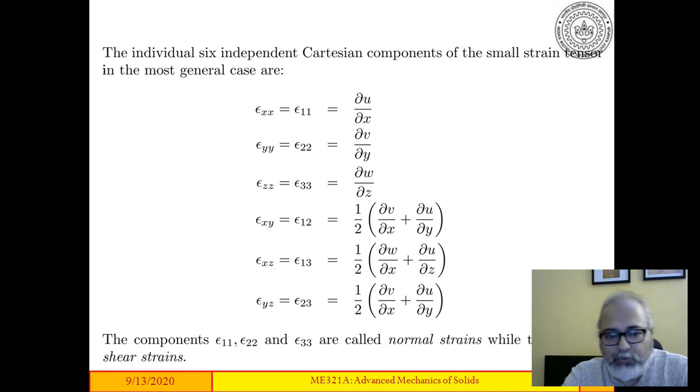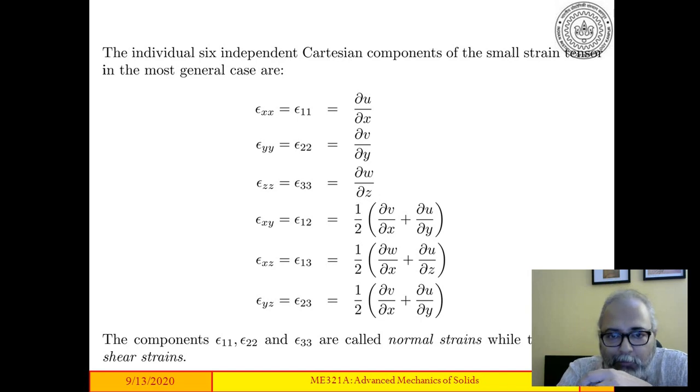This is what you would probably find in Crandall and Dahl. Out of this, the first three, 11, 22 and 33, we call normal components of strain, whereas 12, 13 and 23 we call shear strains. So these are given different names because their physical representation is different.